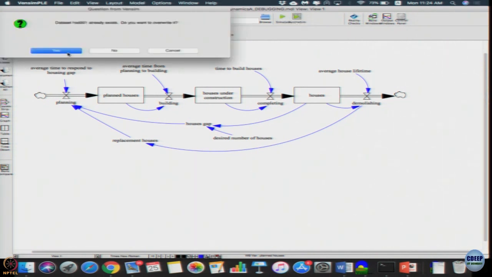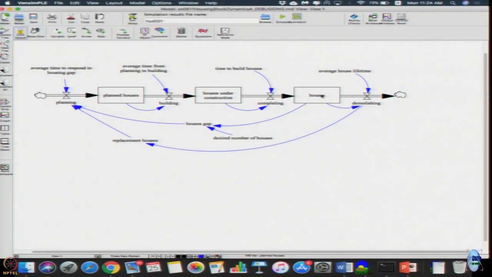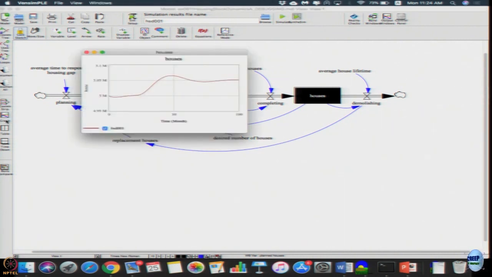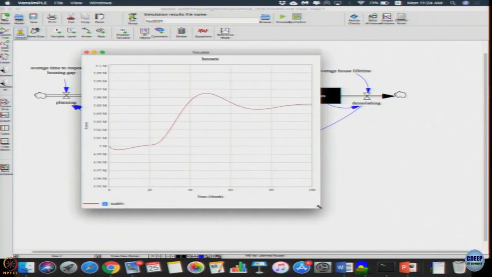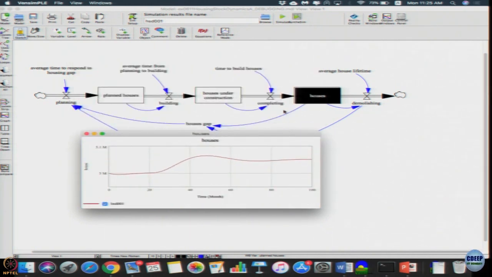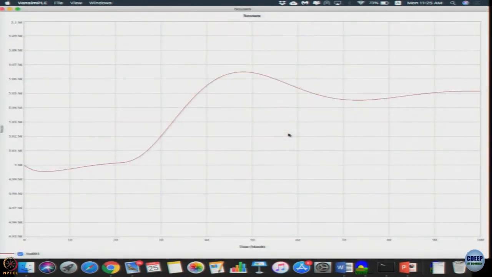So, let us just simulate. Let us look at the houses. This is the kind of dynamics we get. How can we be sure this is okay? Is it okay? All we have done is connect the flows to the stocks and we get this result. Again, as I told you, you can practice it by looking into the videos.